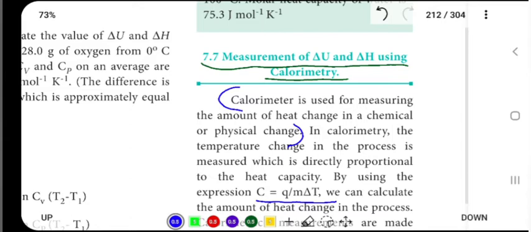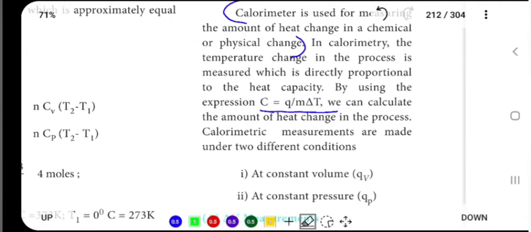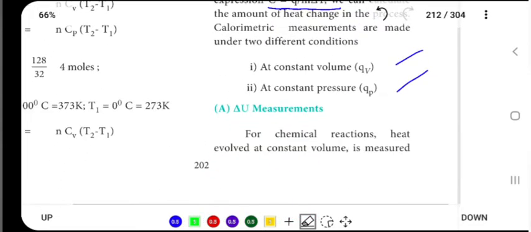So we can easily calculate the amount of heat change in this process. Calorimetric measurements are made under two conditions. One is at constant volume, QV, and another one is constant pressure. First, we are going to check the delta U measurements.